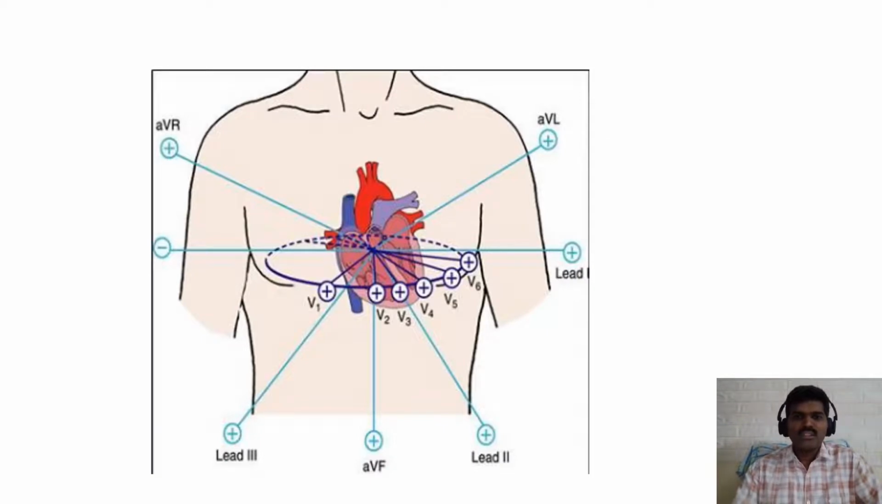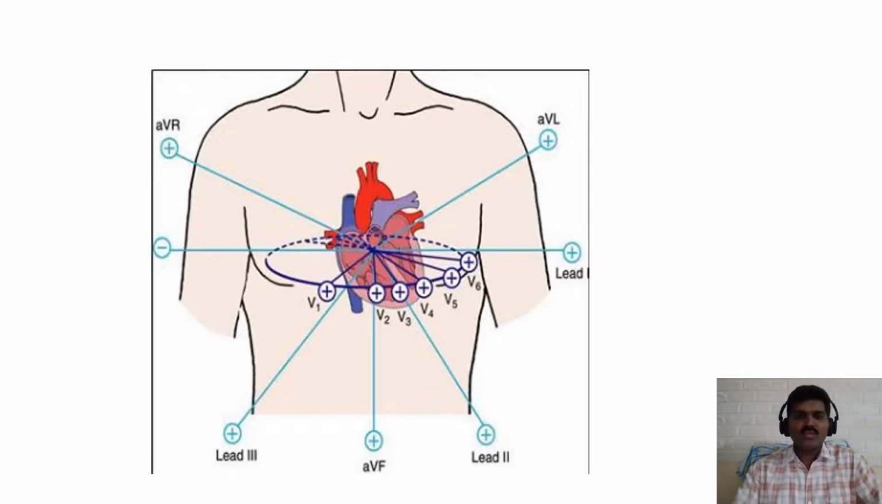So this is the organization of how you connect the leads. V1 is placed just on the right side of the sternum in the fourth intercostal space. V2 is placed on the left side of the sternum, fourth intercostal space. V4, the fifth intercostal space in the mid-clavicular line. V3 is placed between V2 and V4.